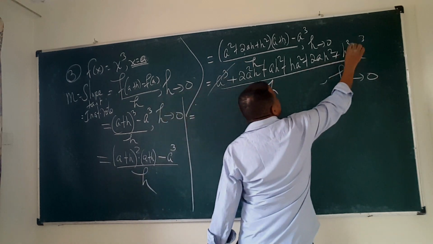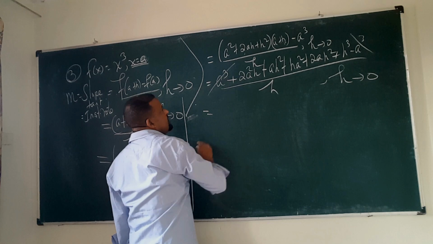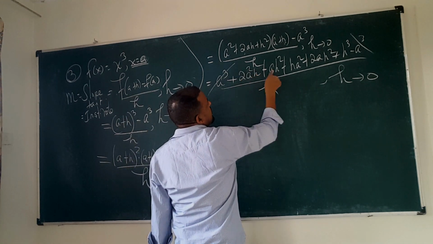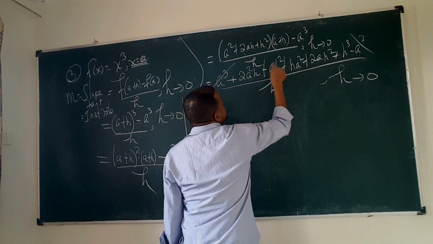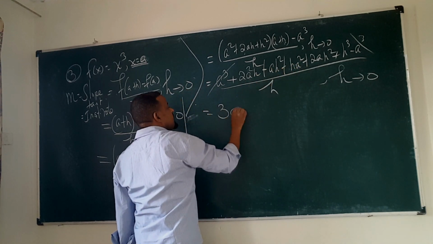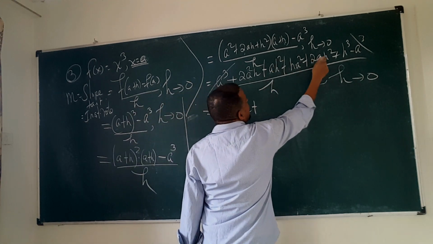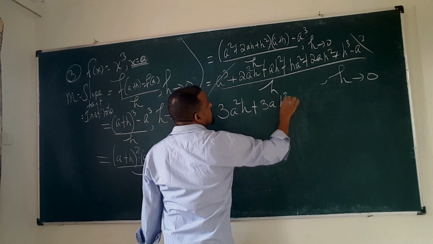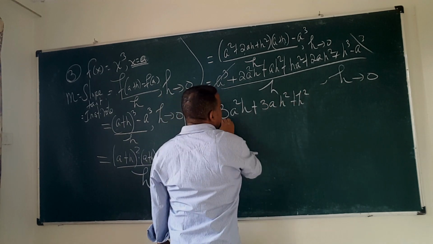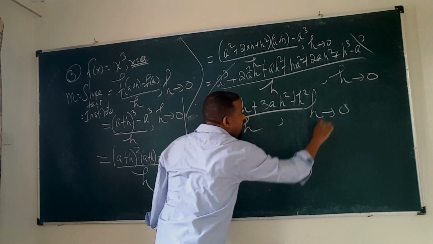The a cubed cancels. Now what did we get? 2a squared h plus ha squared makes 3a squared h. Then ah squared and 2ah squared make 3ah squared, plus h cubed, over h, when h is approaching 0.